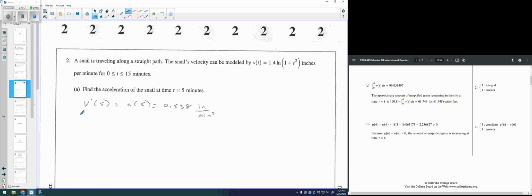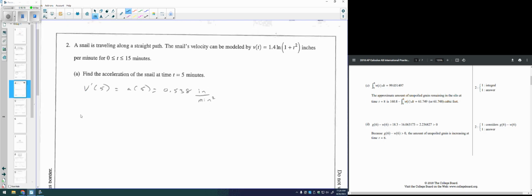Moving on. Question 2. Switching gears. Again, we need to go through and look at our information and highlight key things. Snail traveling along a straight path. Snail's velocity. So I need to recognize this is my velocity. Is that rate?